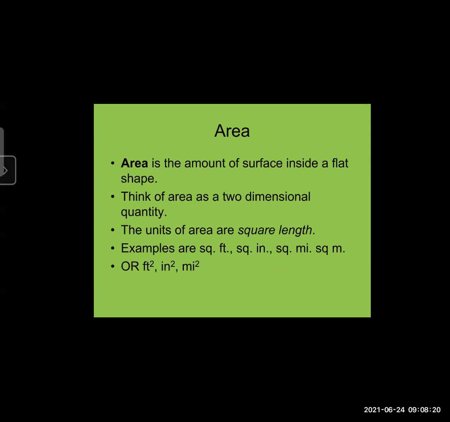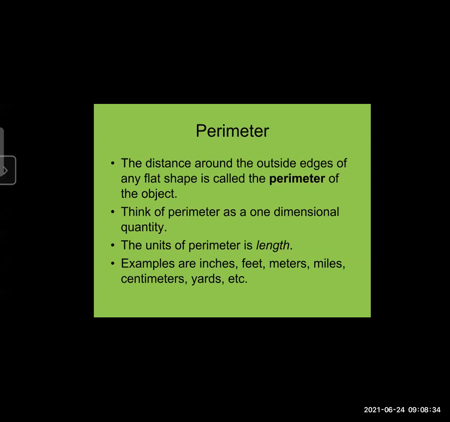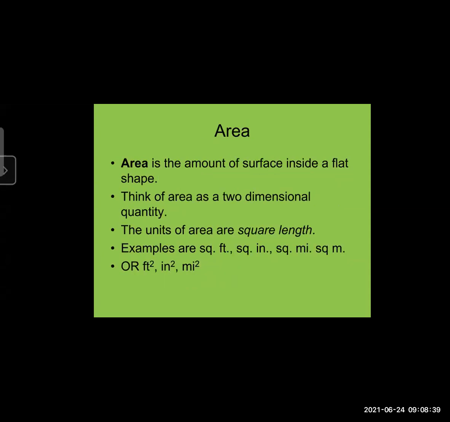In perimeter we find the outside edges, and in area we find the amount of surface inside a shape. So think of area as a two-dimensional quantity. See here, perimeter is a one-dimensional quantity, and from one dimension we can find the perimeter. And here area is a two-dimensional quantity. The unit of area is square length.